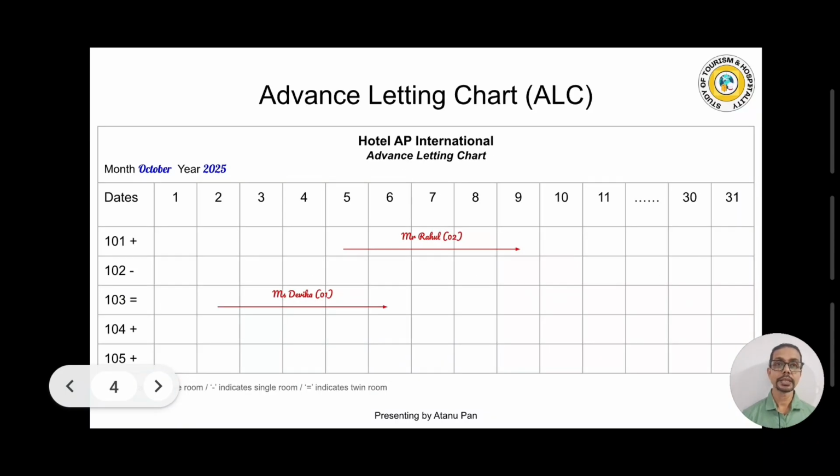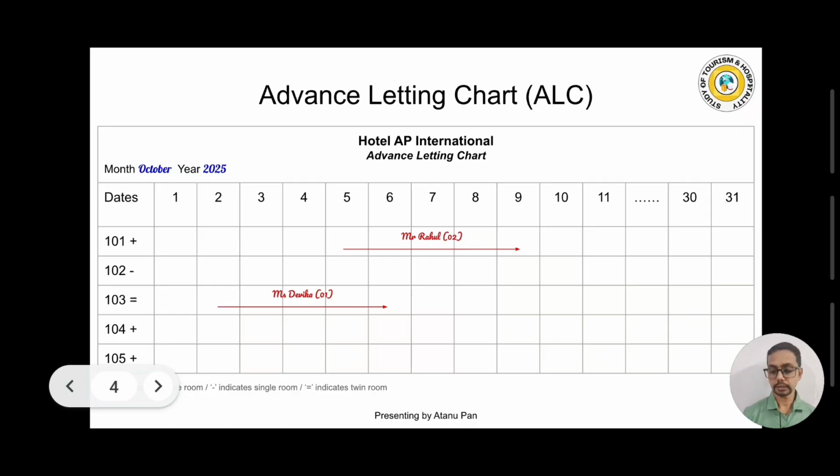Let's go to the next one, that is advanced letting chart. Now, this is actually a form. This is not on any whiteboard or chalkboard. This is actually done on a chart. In this chart you can see this is for only 1 month, for the month of October and year 2025.